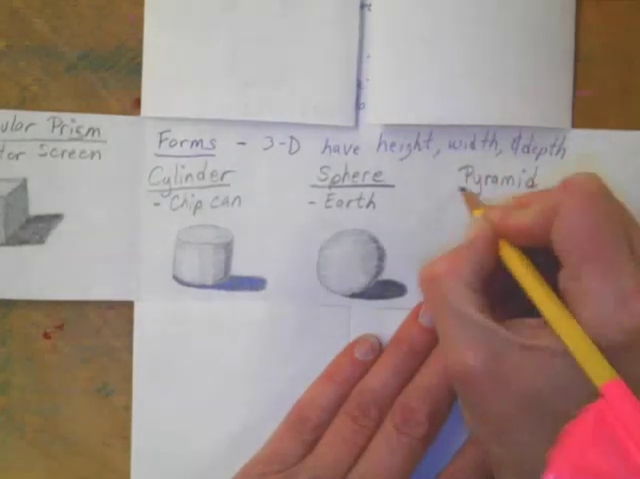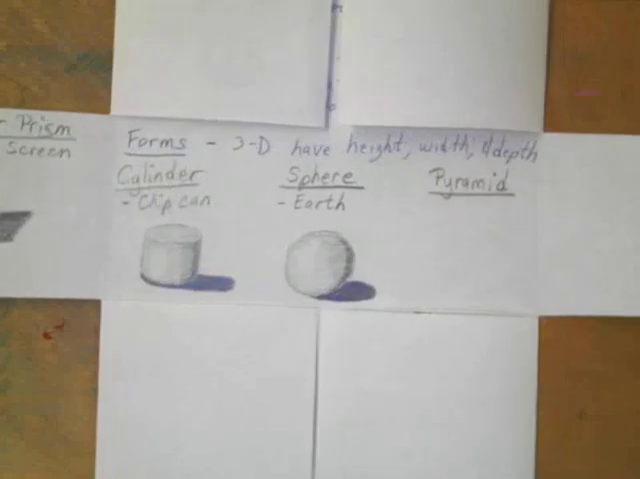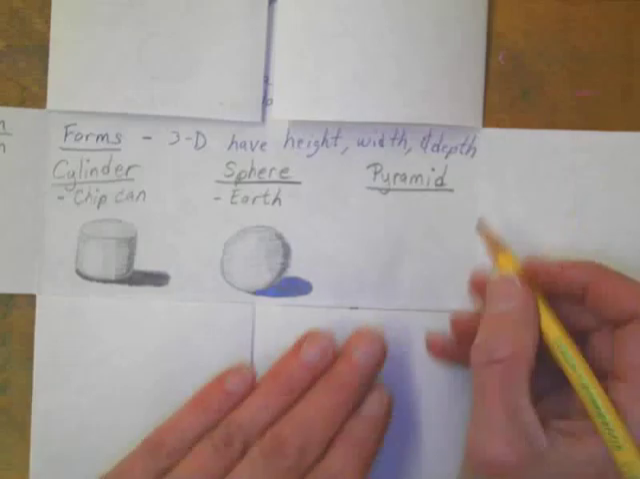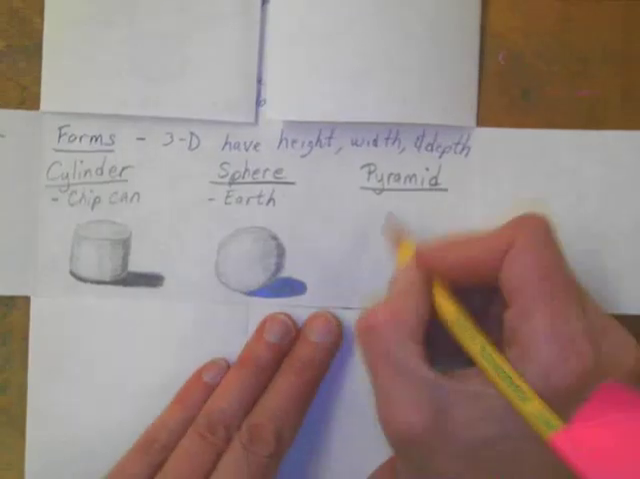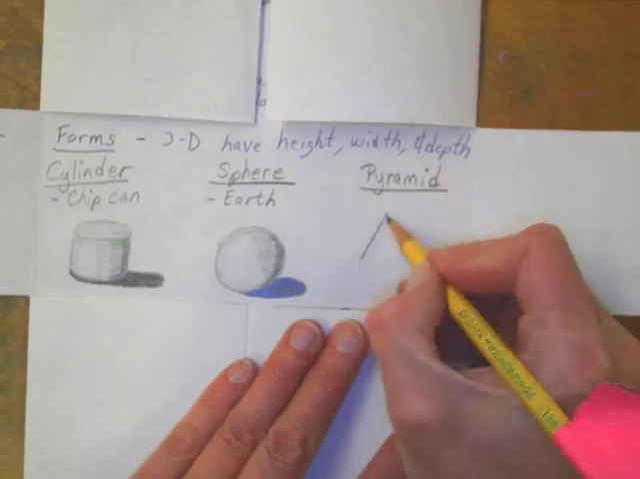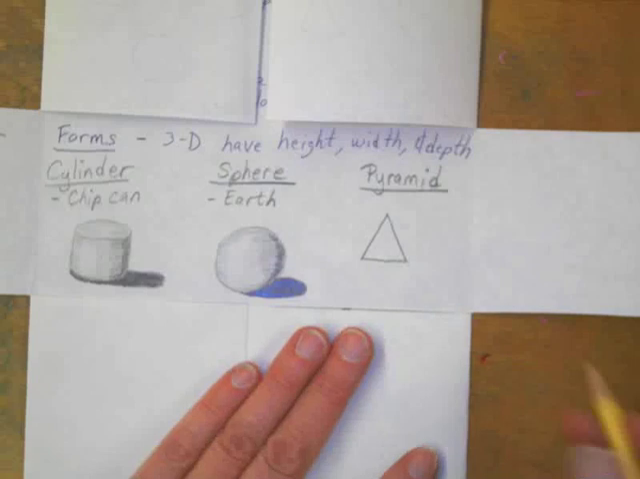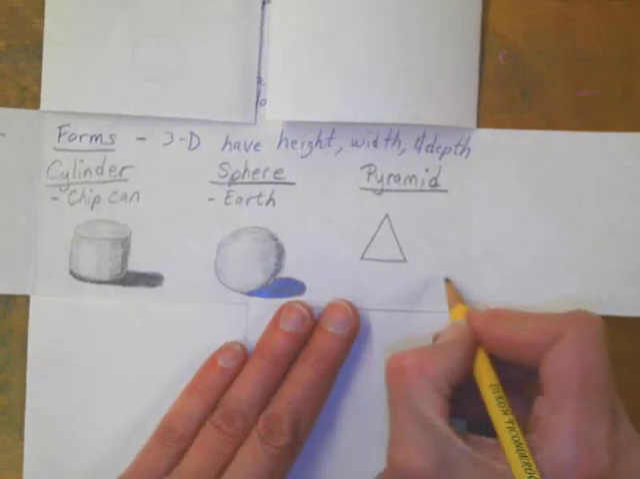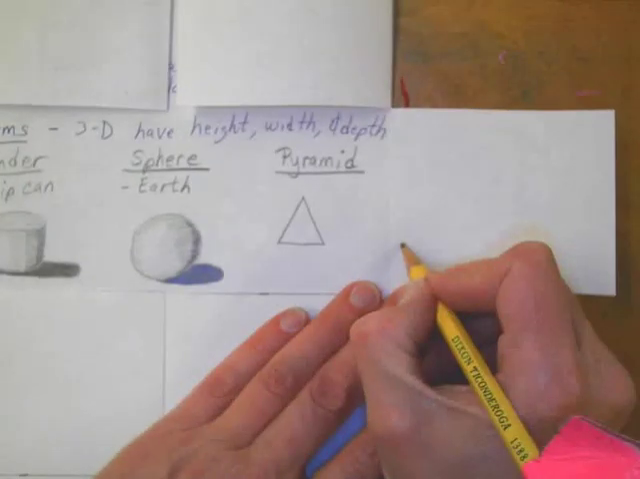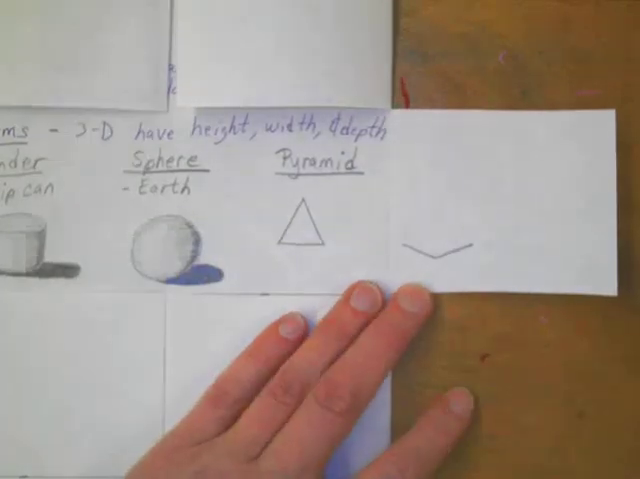Next, we're going to do a pyramid. And pyramids, I'm not going to have you make a list. We're just going to do pyramids. So, you can start out with a triangle. There's two different ways you can start out with. You can start with a triangle, or you can start out with, and I'll draw it over here, kind of a check mark.